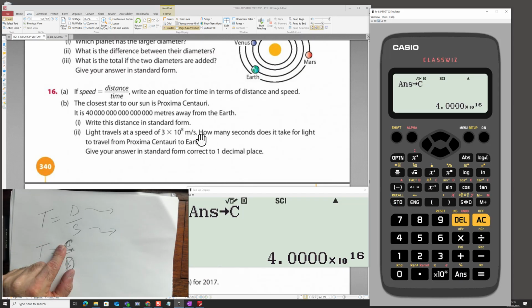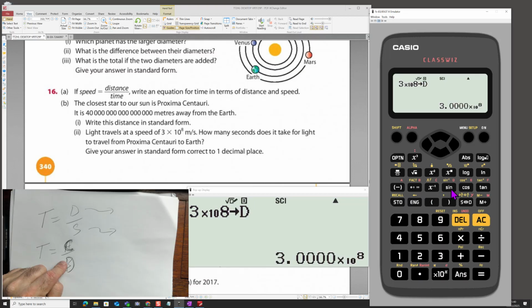And the second one is the speed of light. We know that one very well. 3 by 10 to the 8. Actually, now that I see it from a physics point of view, that's what I always said. 3 by 10 to the 8 stored to the D. Okay, and now I can do, hey, what is C over D?